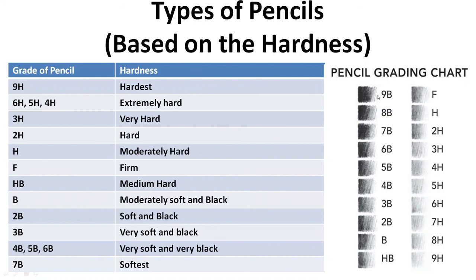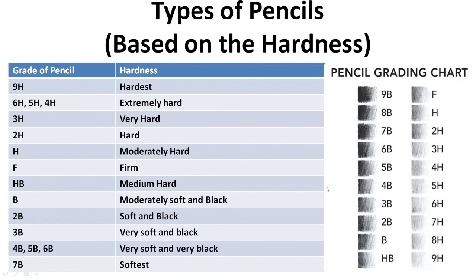You can look at the pencil grading chart here, showing the shading. 9B is very dark, then lighter, lighter, lighter. And if you look at the hardness here, 9H is the hardest pencil, so you can get very light lines.